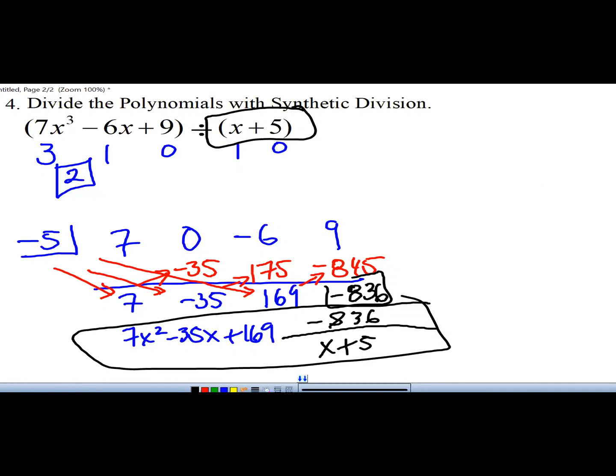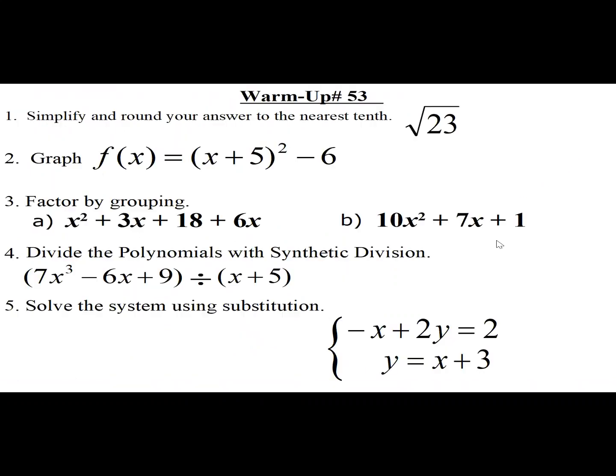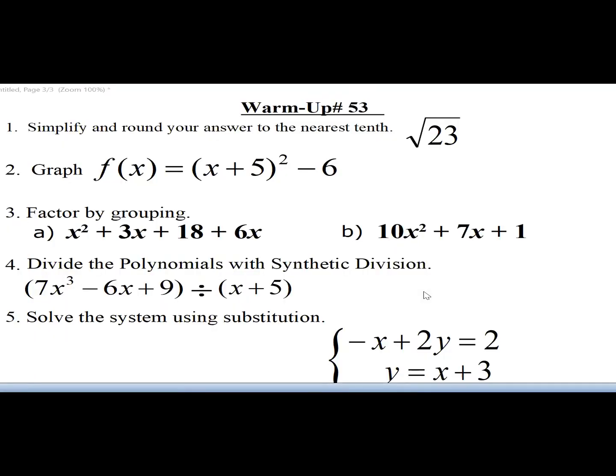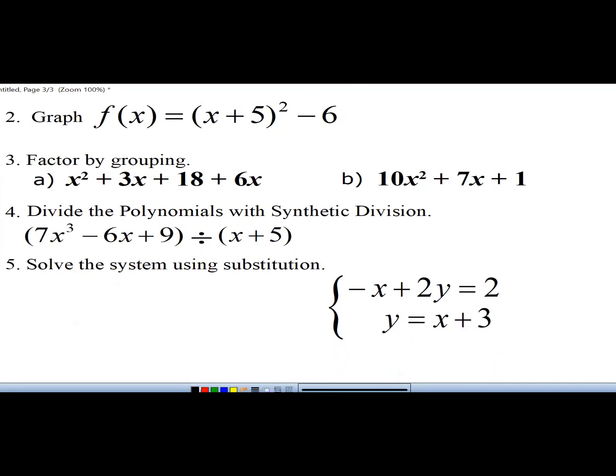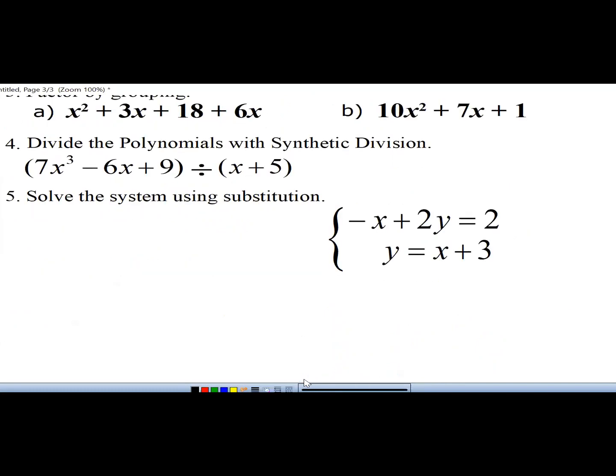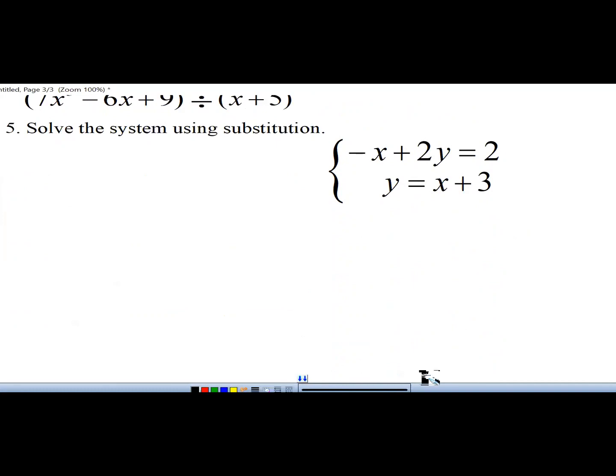All right. Let's go to the last one, number 5. Let's see, number 5. Make some space here. Okay, so here we go. It says solve the system by substitution. So to refresh your memory, a system of equations is when we have two or more equations, and they become one component. So here we have 2 linear equations.